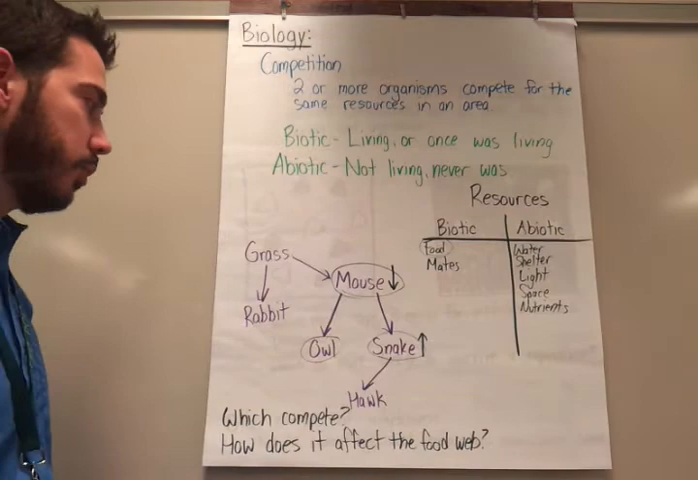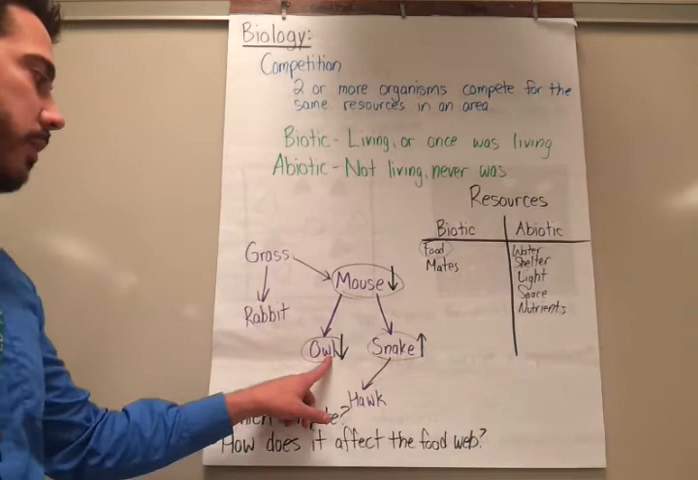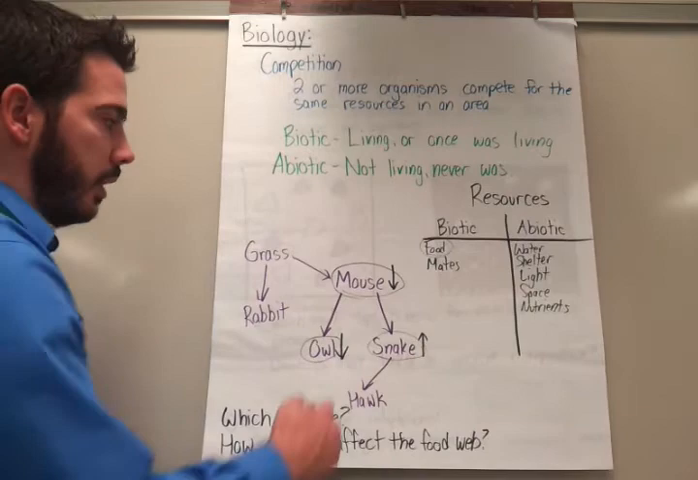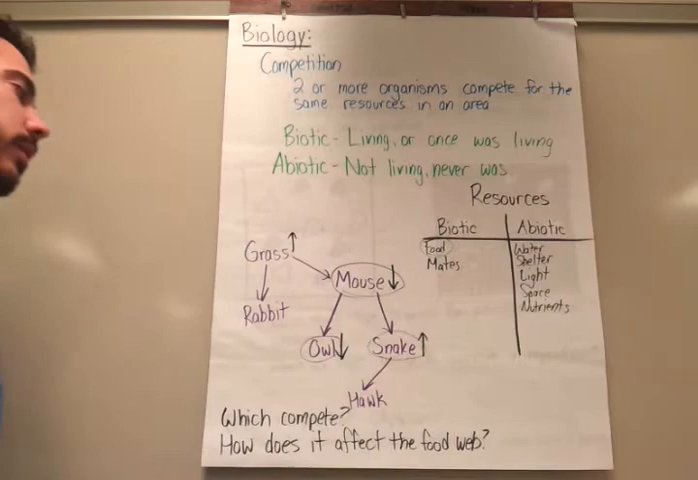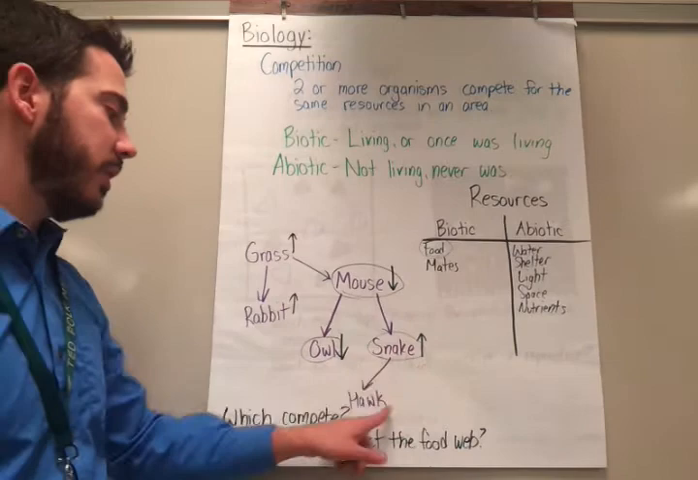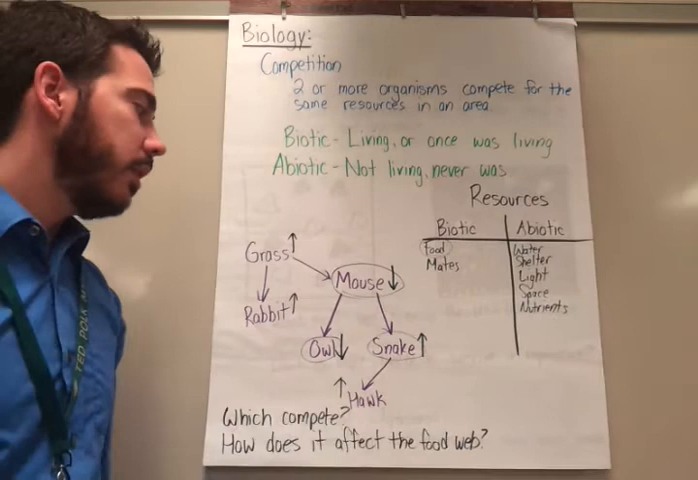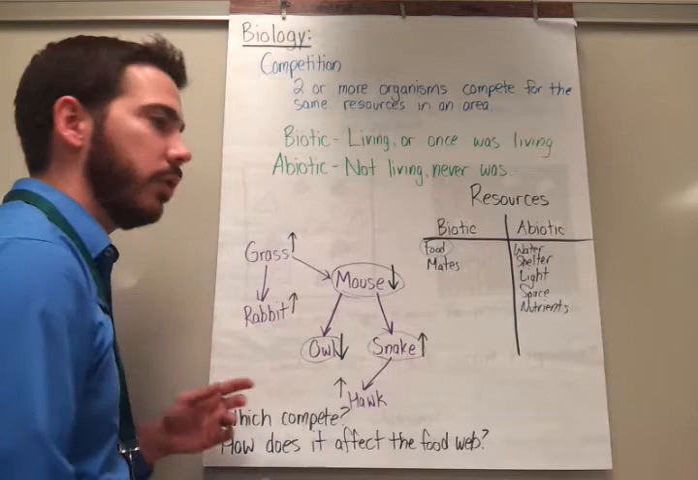If there's fewer mice, then we'll also have an effect on owls. So the owl population would decrease because there's less food available for them. If mice decrease, then possibly grass populations will increase, which means we might see an increase in rabbit populations. And if there's more snakes, then there could be more hawks because hawks eat snakes. So we can see that when one population within an ecosystem changes, due to competition or a change in the environment, there's going to be changes across the board.